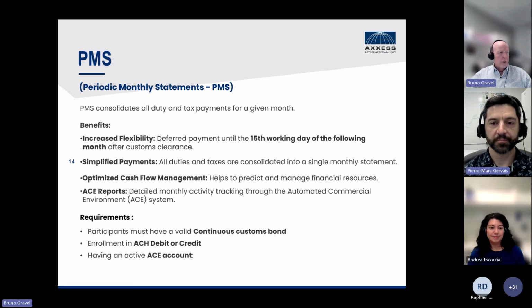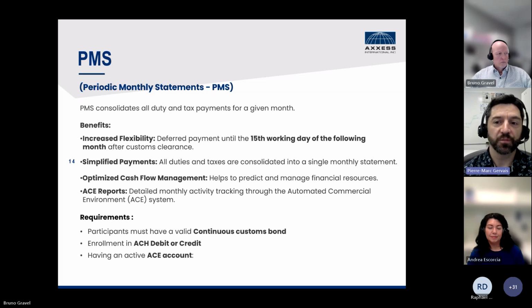Let's move to periodic monthly statement, the PMS. Pierre-Marc, you want to explain a bit? Of course. So the PMS is an option that is offered to you that will allow you to consolidate all duty and tax payments for a given month. There are many benefits for it, and that's why we strongly suggest that you register.